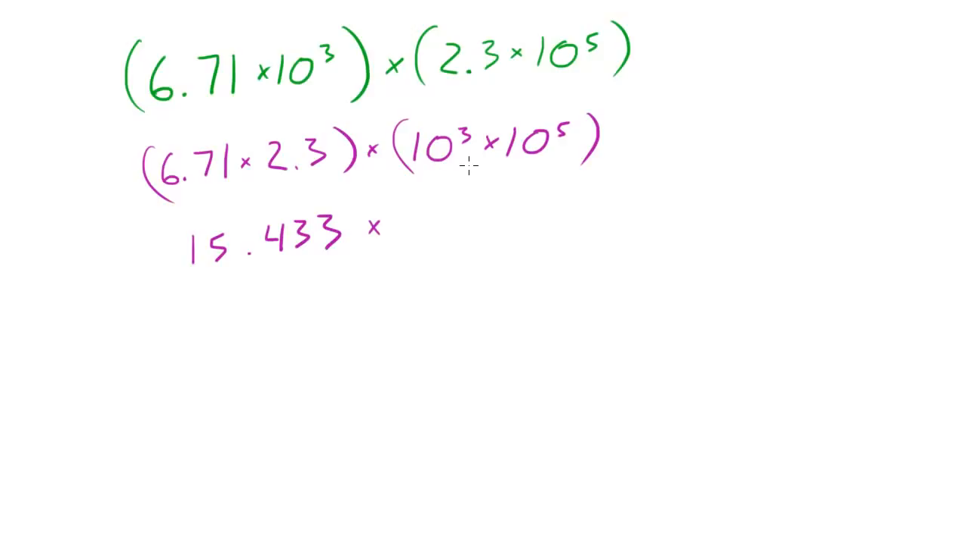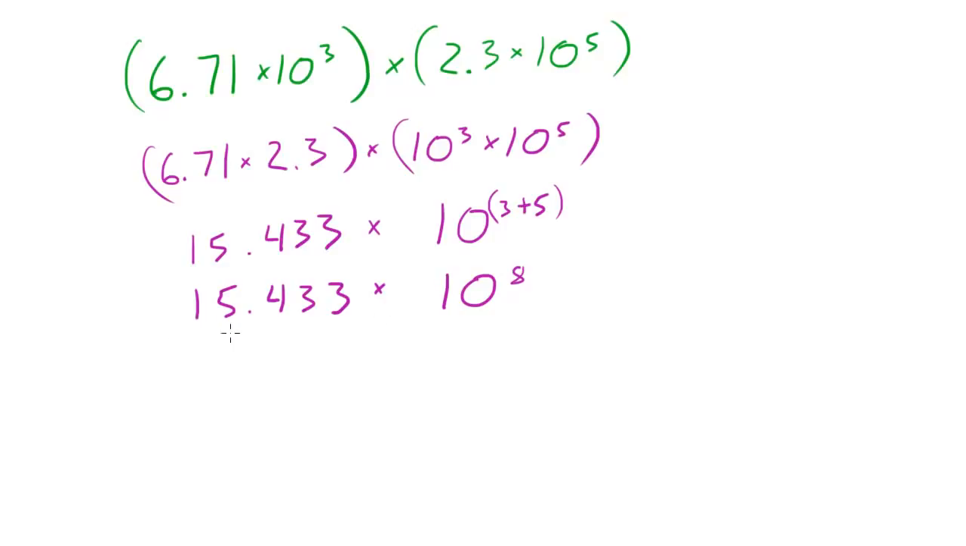Now, in order to multiply 10 to the whatever power, here's what you do. It's 10 to the 3 plus 5. That's the rule for multiplying those numbers. So what we have here is 15.433, that doesn't change, times 10 to the eighth, just like that.